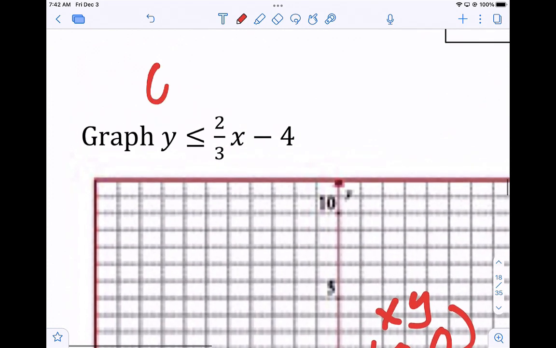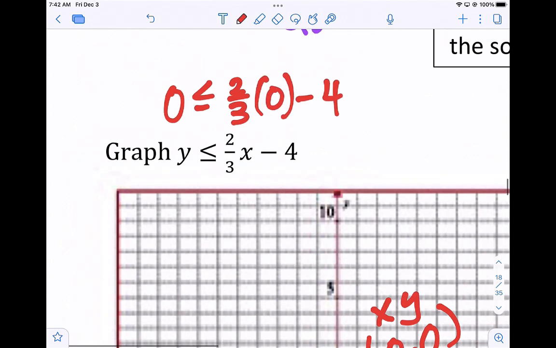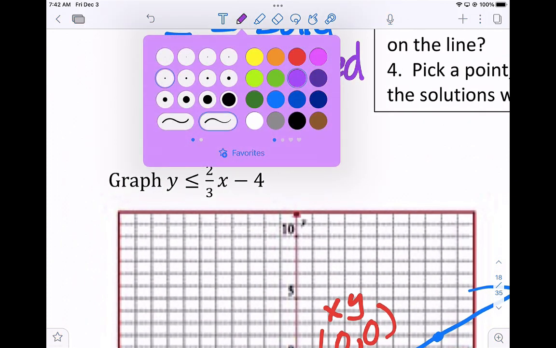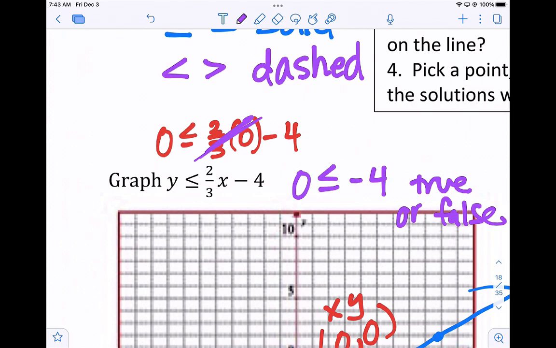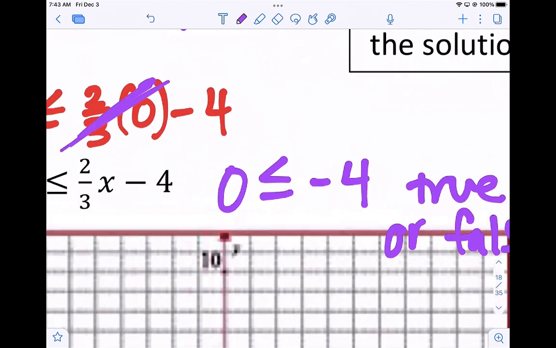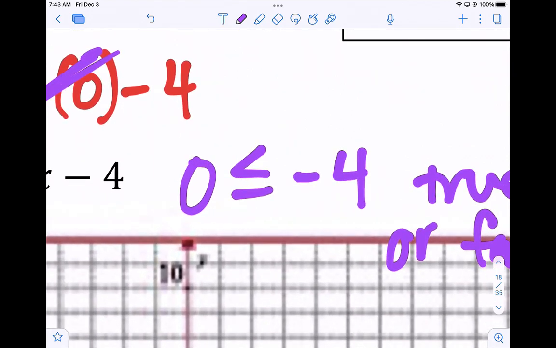And so we have 0 less than or equal to 2/3 times 0 minus 4. And what happens is the 2/3 times 0 just turns into a 0. So you have, is 0 less than or equal to -4? Is that true or false? If it's true, you shade the side of the line that that point is on. And if it's false, you shade the other side of the line. And 0 is not less than or equal to -4.